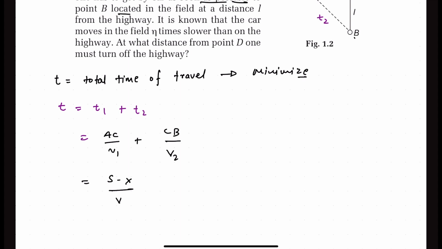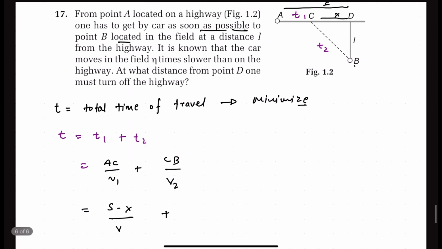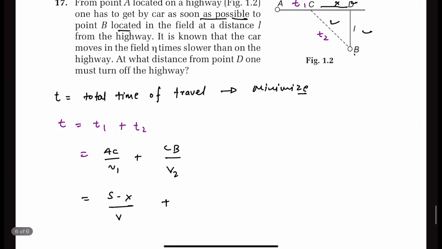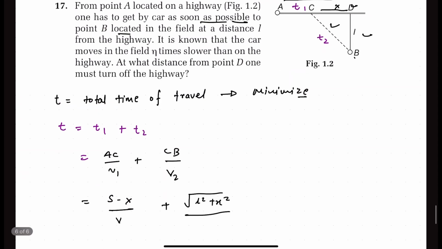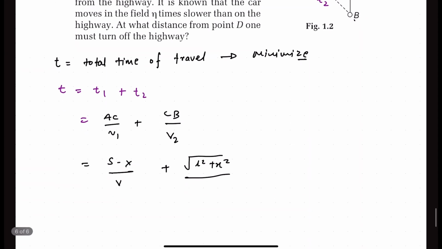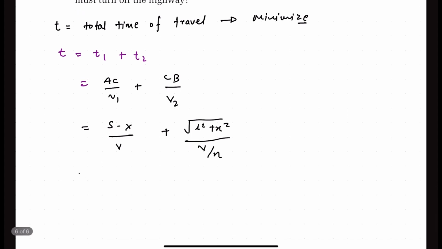Now the distance CB: this is our X, this is L, and this is the hypotenuse of the right angle triangle. So the distance CB is the square root of L squared plus X squared, divided by the velocity in the field. We have been given that the car moves n times slower in the field, so we can put the velocity as V by n. Alright, so here we got the time in terms of X: T equals S minus X divided by V, plus n times the square root of L squared plus X squared divided by V.